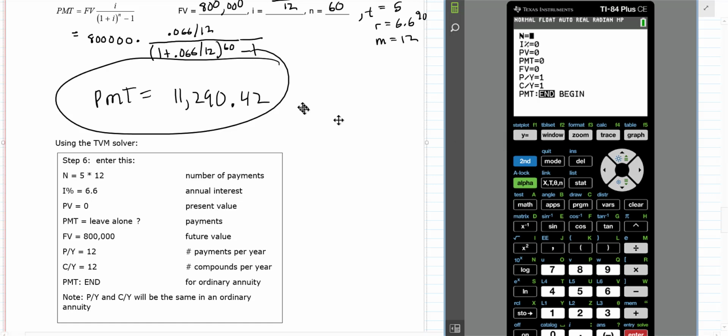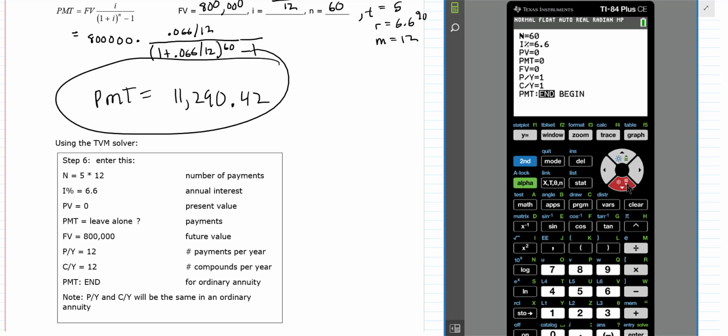In this problem, it said 5 years and compounded monthly, so you're going to make 60 payments. 5 years of monthly payments is 60 payments, so you put 60 in there. The interest was 6.6%. If you're using the TVM solver, do not move the decimal back 2, just put it in. The present value, we're doing an annuity. For an annuity, the present value starts at 0, then it grows, so that stays the same.